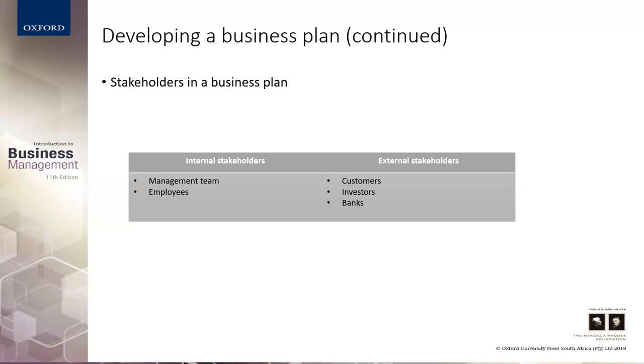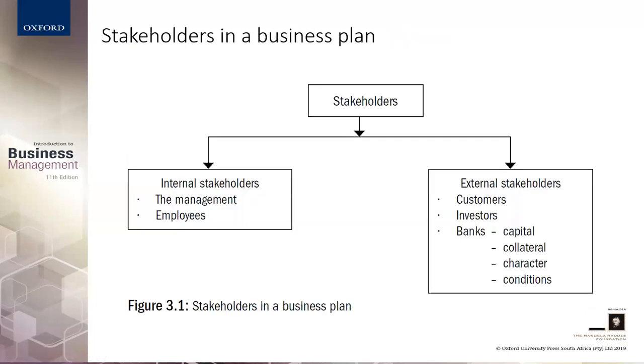Another external stakeholder in terms of a business plan is the banks. Banks give loans to a company, and they give other forms of support to businesses. They are actually concerned about the plan. They focus their decisions on the capital, the collateral, the character, and the conditions. These four characteristics are basically what the banks may focus their discussion on. So this is what has been listed here.